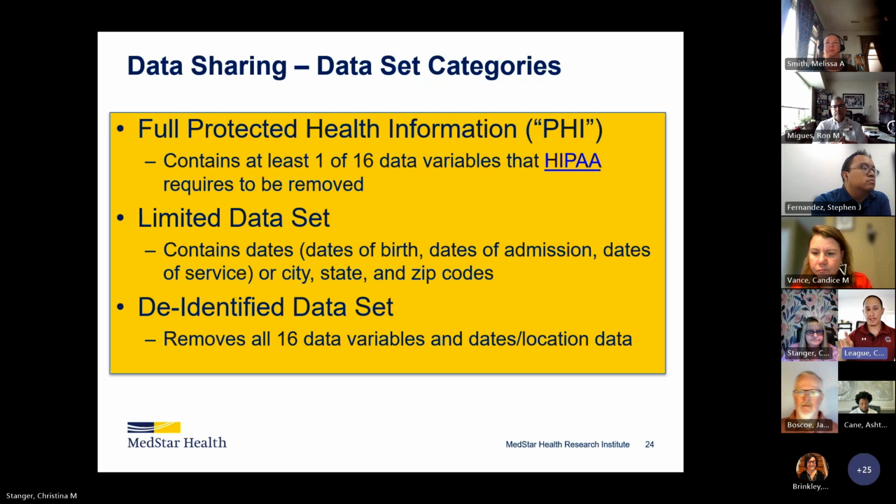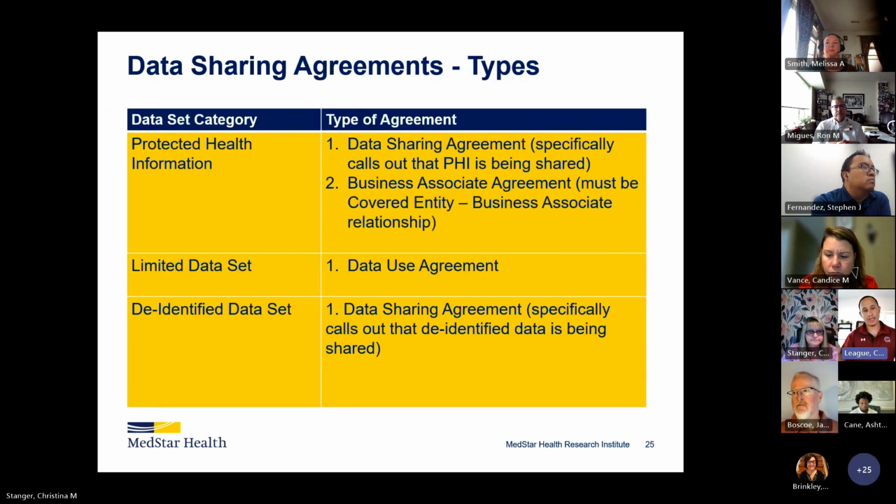And there's a corresponding agreement for each of these data sets that I'm going to get into right now. So if you're sharing protected health information, there are two ways that we can do it, two different types of agreements rather. And they're all called data sharing, data use. It's all just to share data. So don't let the nomenclature of the agreement type hang you up. These are just the mechanisms that we use.